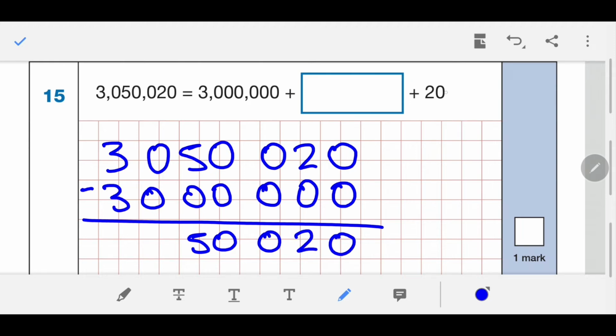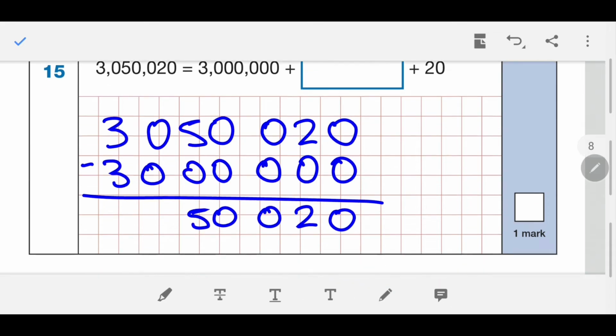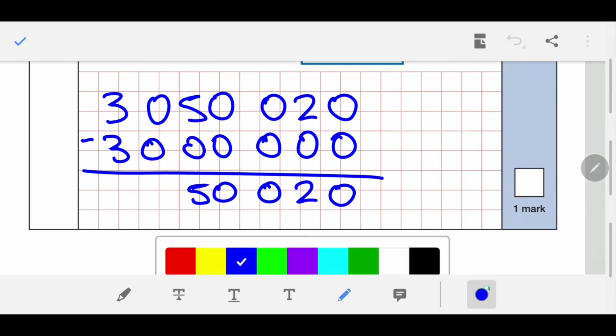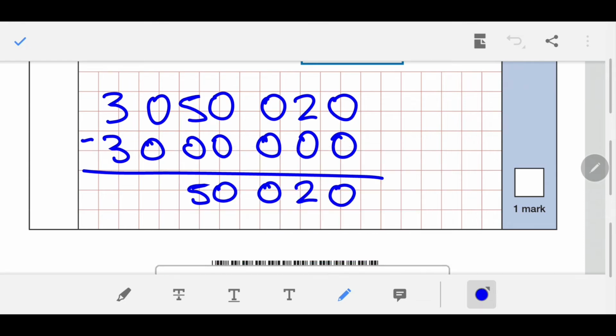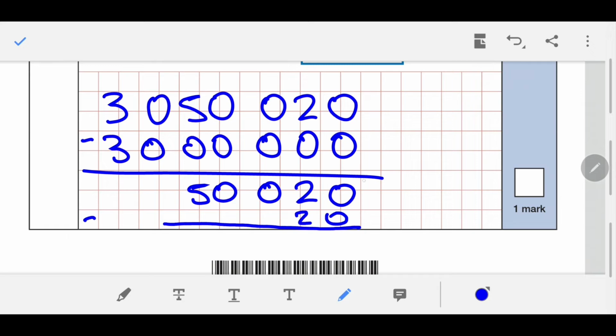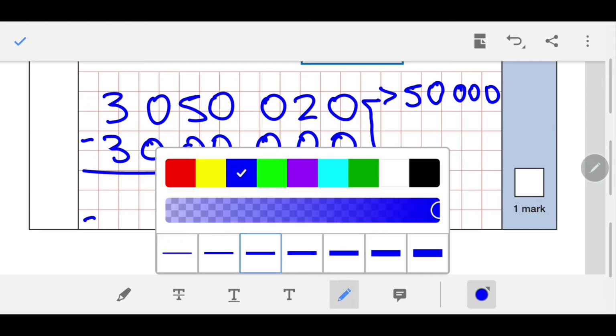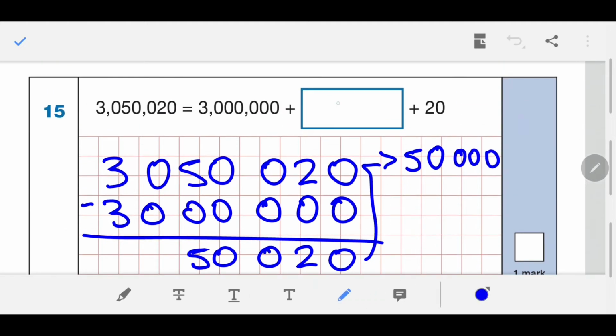50,020, and then we've got a 20 here, so we can take another 20 off. So subtract 20 again, and I'm going to have to move over to here. That's going to give us 50,000, and that is our final answer.